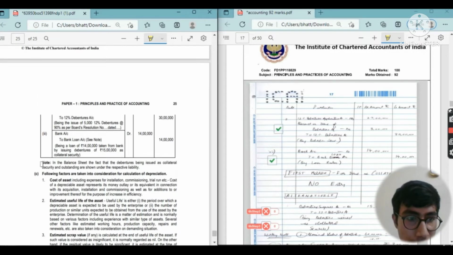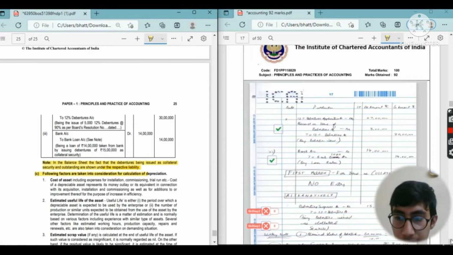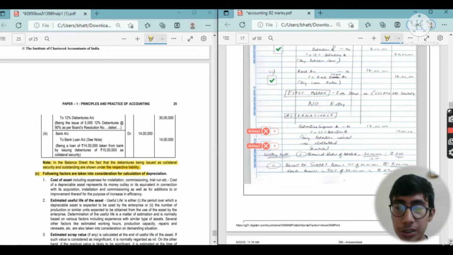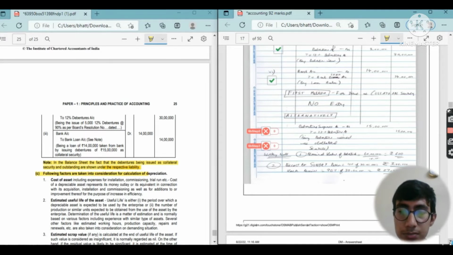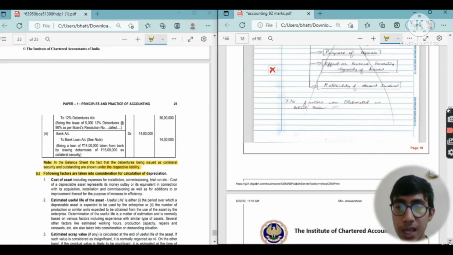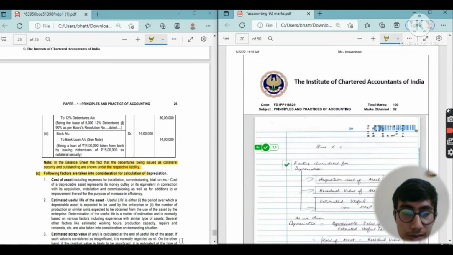After that, this note had 1 mark. In the balance sheet, the fact that debentures are issued as collateral security and outstanding are shown under respective liability. I had not written that, I had written something else, so 1 mark was deducted. You need to ensure that the answer is written the way ICAI does, because ICAI also gives this in its suggested answer, as this question is a repeat from many MTPs and ICAI material.